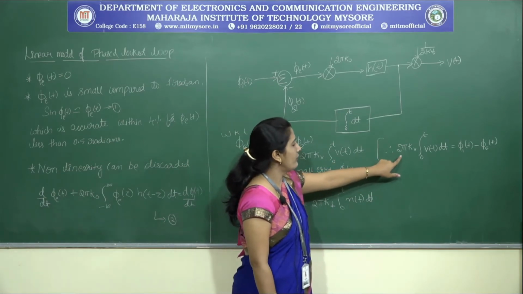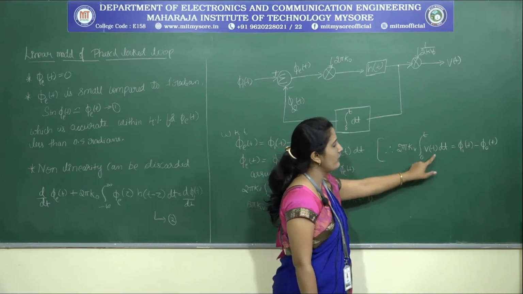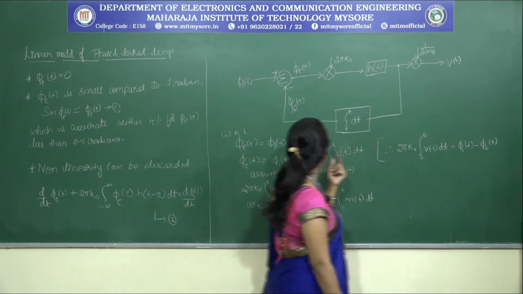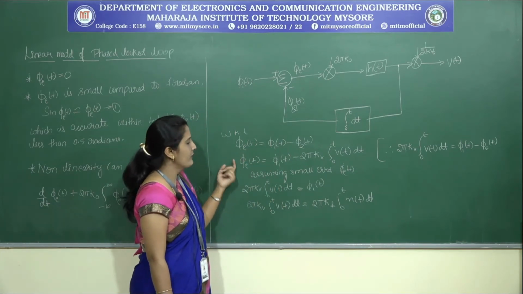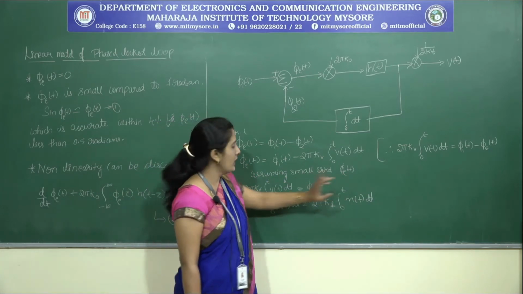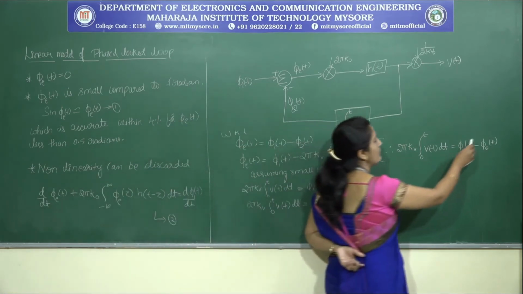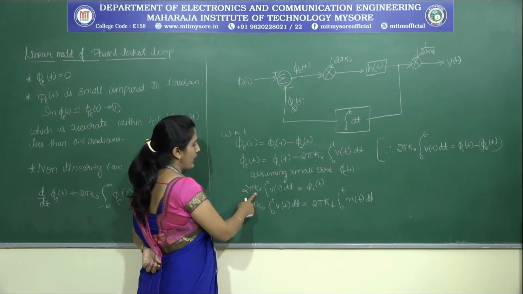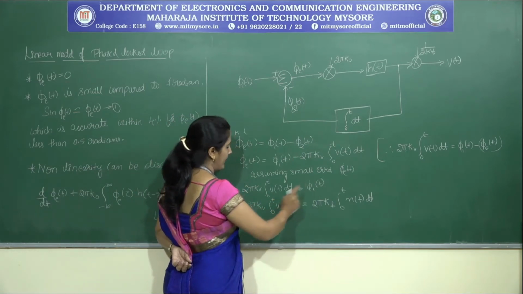Now we rearrange this equation: 2 pi k v integrating 0 to t, v of t dt is equal to phi 1 of t minus phi e of t. Let us assume the error phi e of t is small. Then this term phi e of t gets cancelled, and we remain with 2 pi k v integrating 0 to t, v of t dt is equal to phi 1 of t.